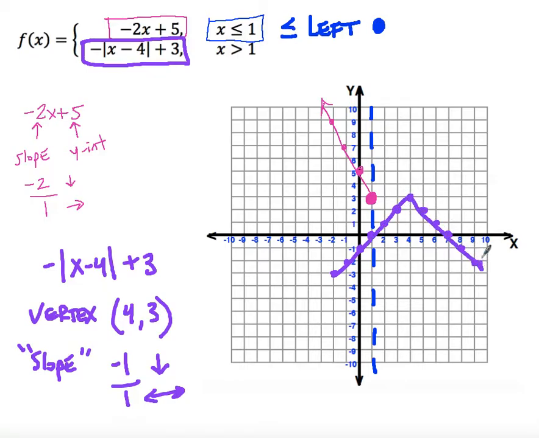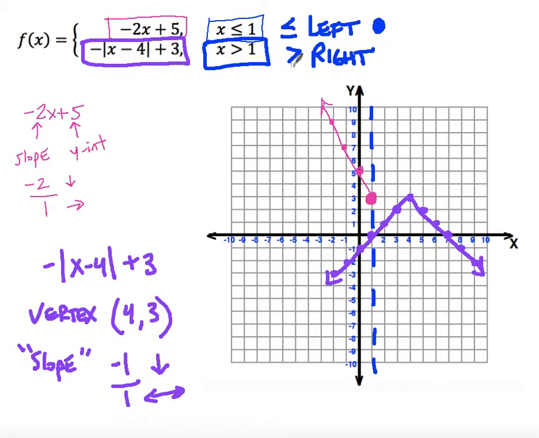And now I have to figure out what piece of it I want. So I look up at my restriction here, and I have to stay greater than 1. Greater than this restriction dashed line. Greater than means I need to stay to the right.